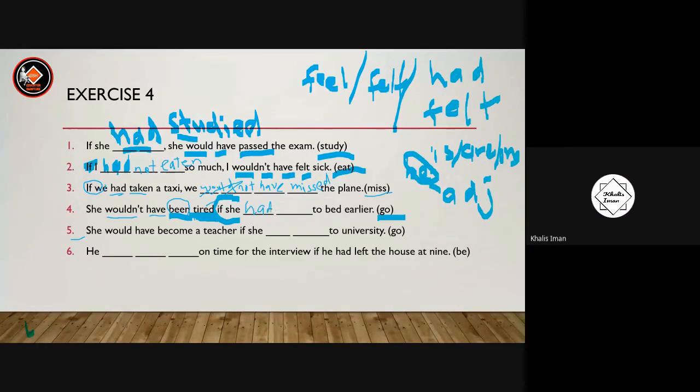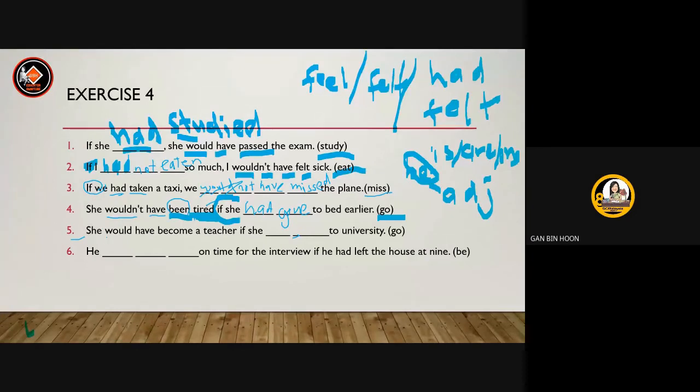Okay, let's look at go. Go adalah present or goes. So, past tense adalah went, right? So, the perfect is gone. Had gone. So, the answer will be she would not have been tired if she had gone to bed earlier.